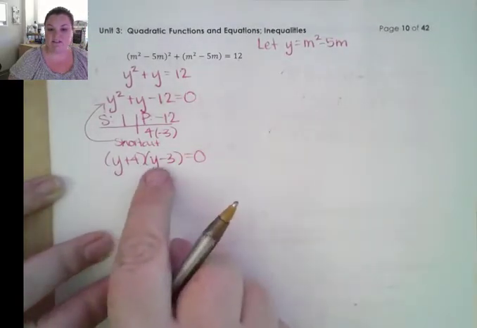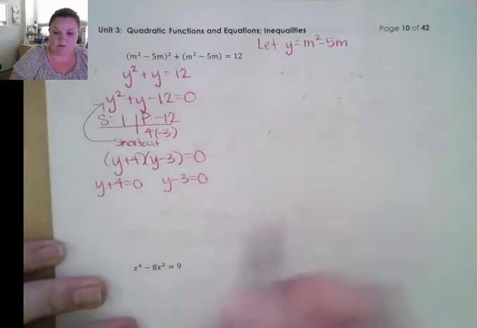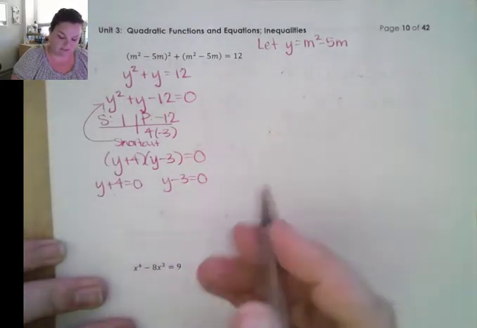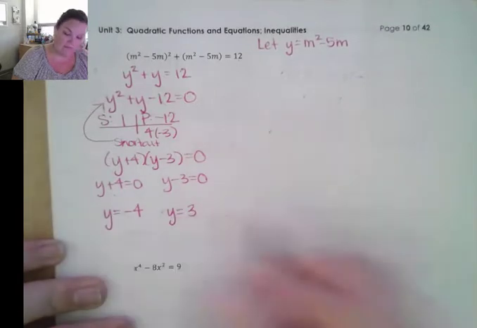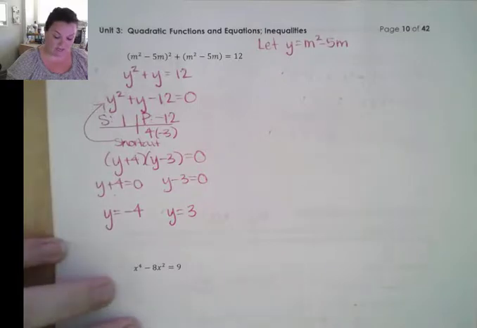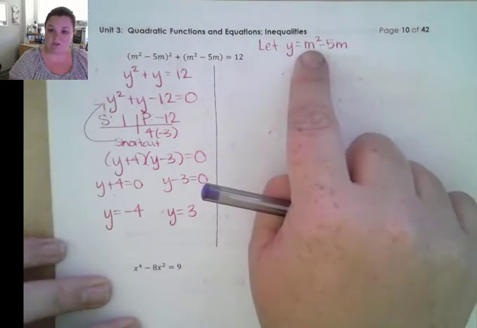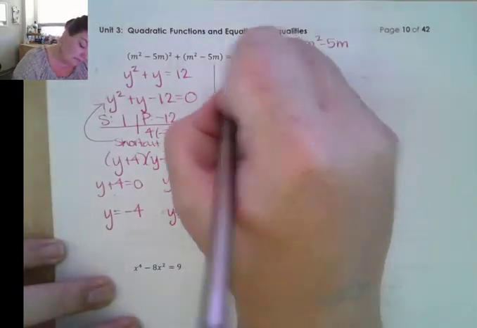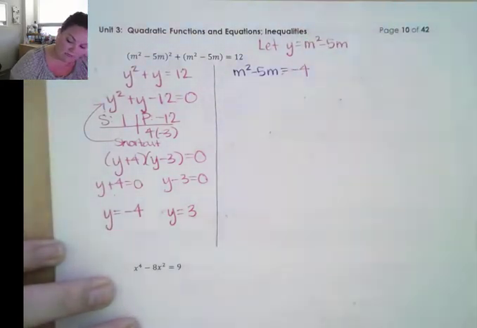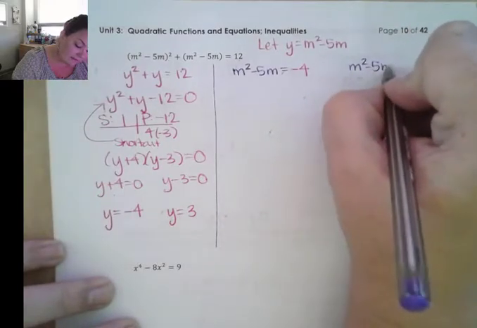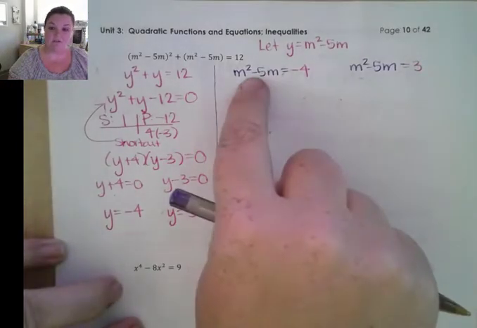That's equal to 0, so now I just need to solve each of these little factors. So y plus 4 equals 0, or y minus 3 equals 0. All I have to do is move the constant term across, which gives me y equals negative 4, or y equals positive 3. Now remember, we're not done. Now that we know what our two solutions are, we have to put back in what y was originally. Y was m squared minus 5m. So m squared minus 5m equals negative 4, or m squared minus 5m is equal to 3. Now I can finish solving this to find what my original variable equals.